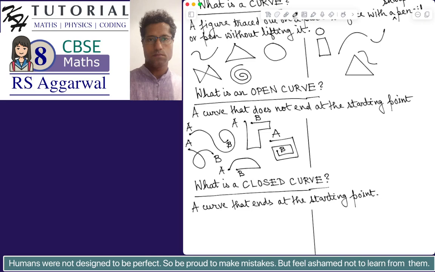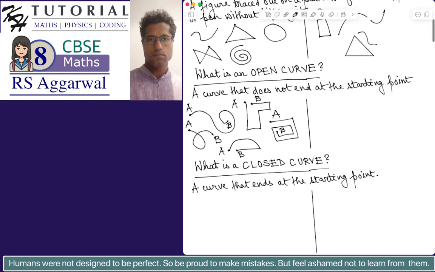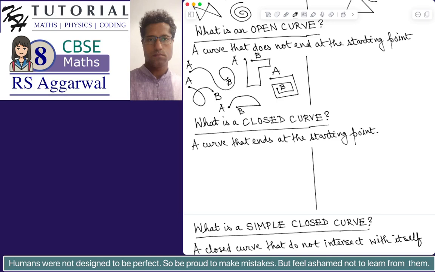Now let's try to draw some curves which are not open. A curve which is not open automatically means it is a closed curve, which is the next point. When do we say that a curve is not open? When the end point and the start point coincide, they are the same. So let's first try to understand what is a closed curve. A curve that ends at the starting point, that is, the end point and the starting point are the same. So let's draw some closed curves.